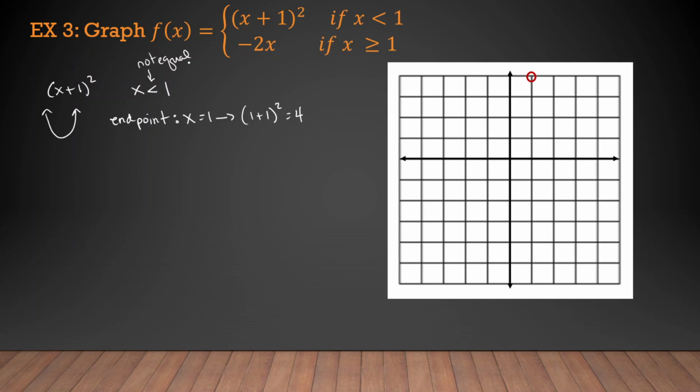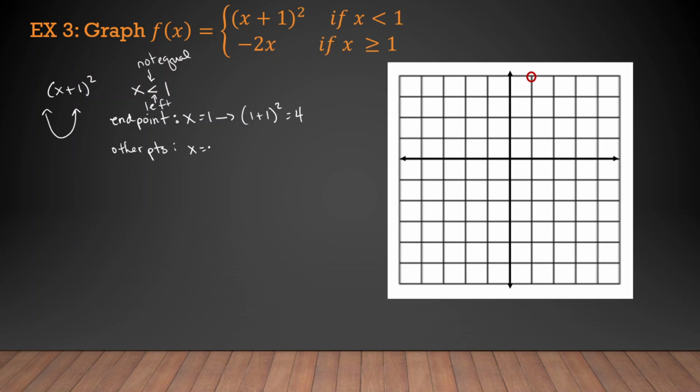So I draw a hole. I don't put a dot there because I'm not going to actually use that piece when x equals 1. Okay, then I need to draw the parabola going to the left. You can even plot some more points if you need to graph your parabola.